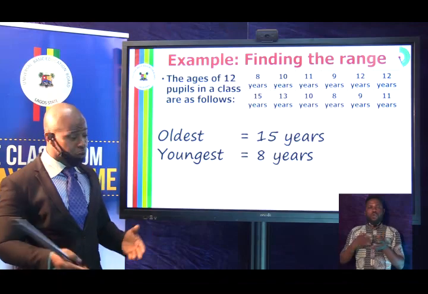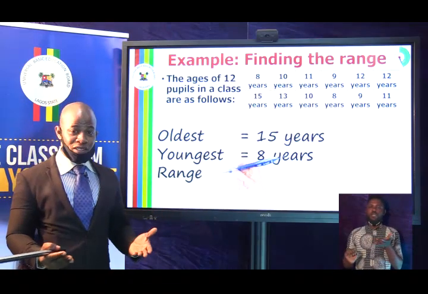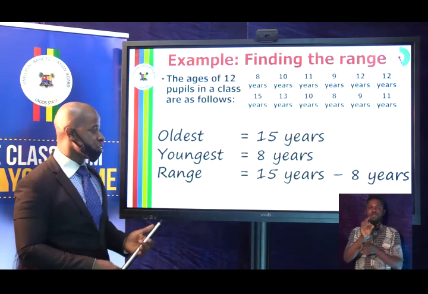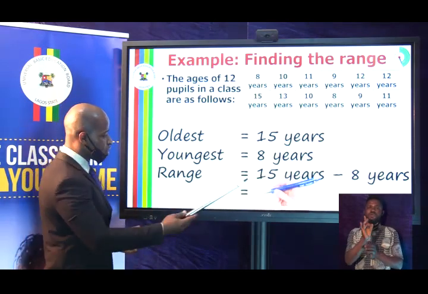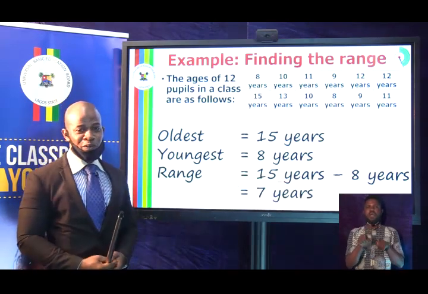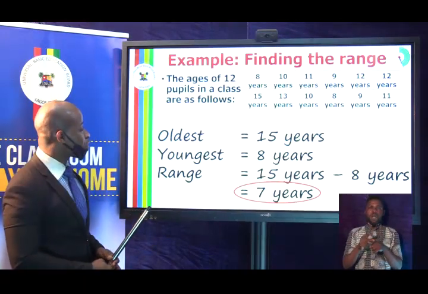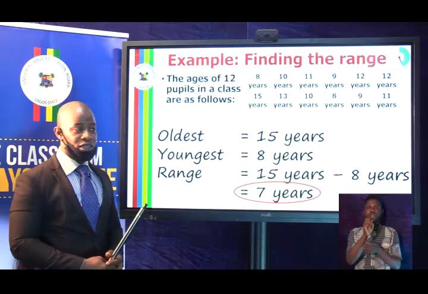You know what we're going to do now? We are just going to subtract the smaller age from the bigger age. 15 years minus 8 years, and that should give me 7 years. And it's just as simple as that. So take some examples of your own to practice with, and I'll give you just 30 seconds.